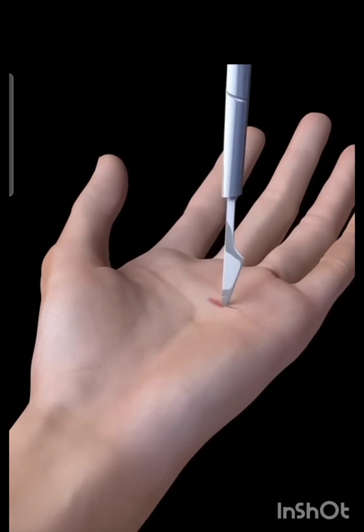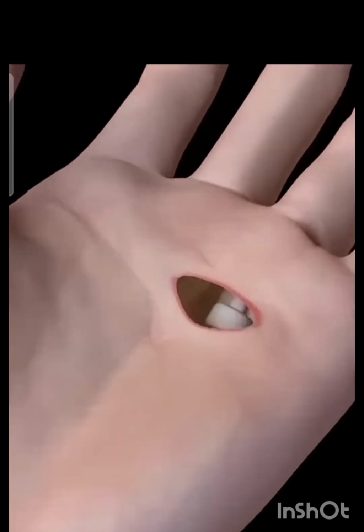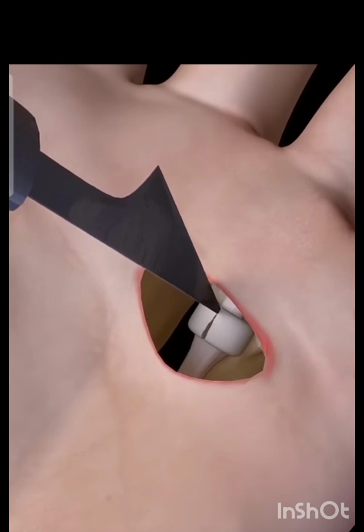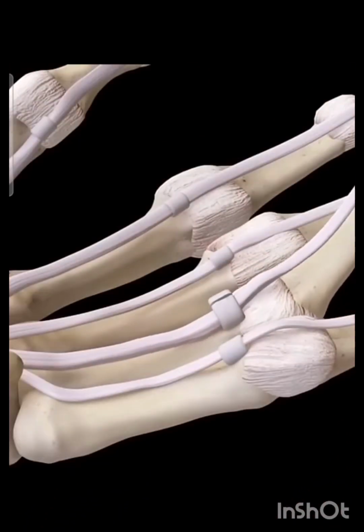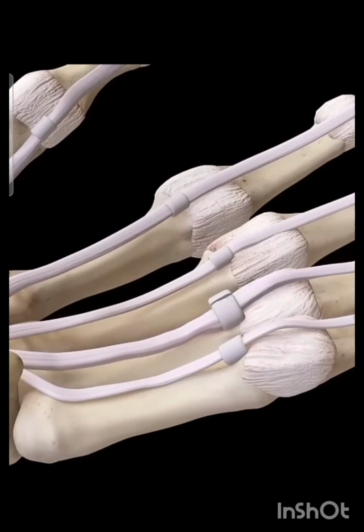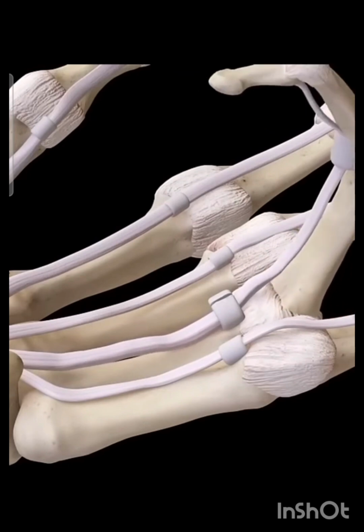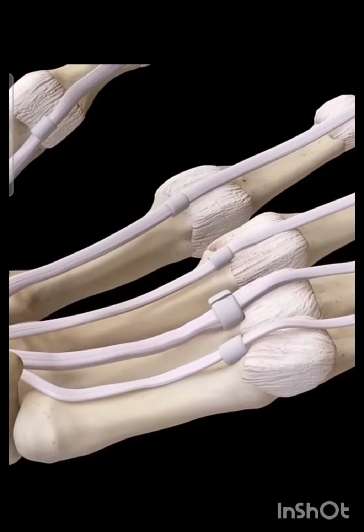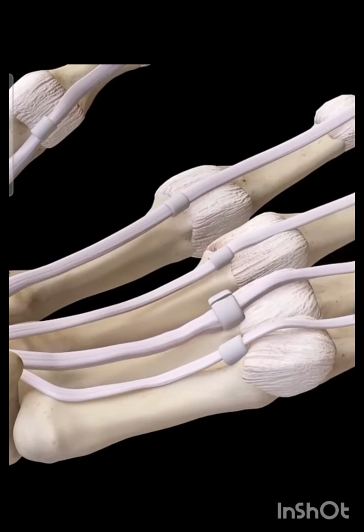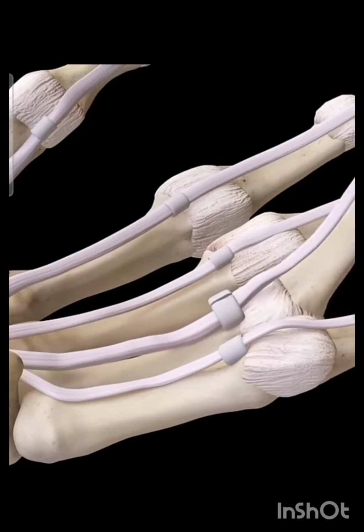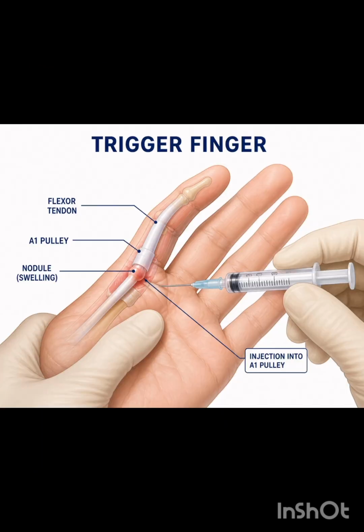So what will the surgeon do? The surgeon will make an incision over the A1 pulley and will cut the A1 pulley. Basically, the A1 pulley is part of the sheath only. So he is cutting the sheath so that the tendon can glide properly under the pulley. So what is trigger finger release? It is the incision on the tendon sheath so that the tendon can glide.